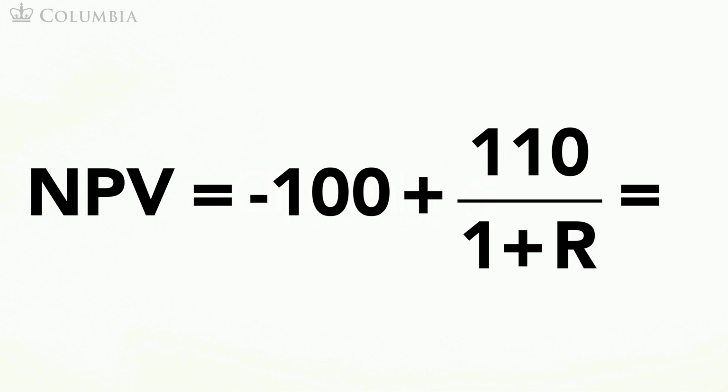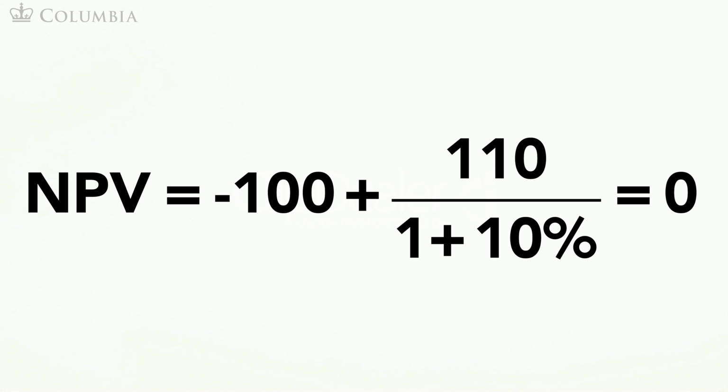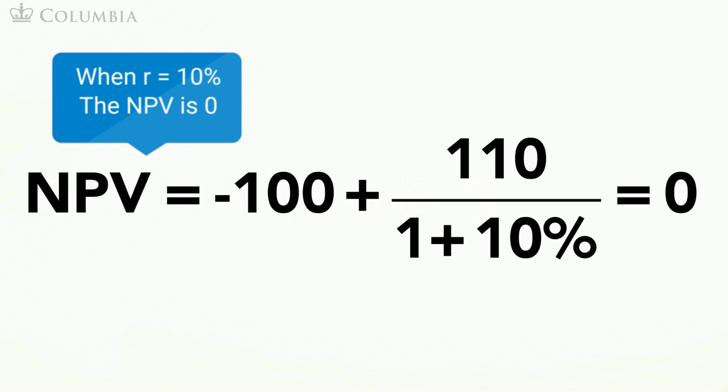Because you expect to receive the $110 next period, we need to discount this amount one period to get its present value. Different levels of the discount rate R will lead to different values for the NPV. The IRR is the specific discount rate at which the NPV is zero. In this case, when R equals 10%, the NPV of the project is zero.